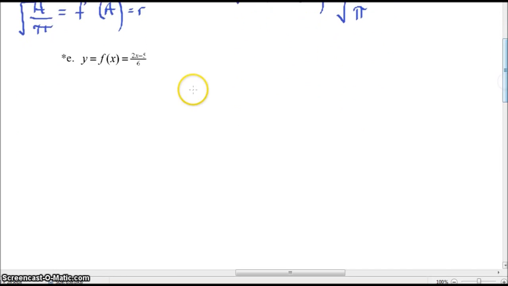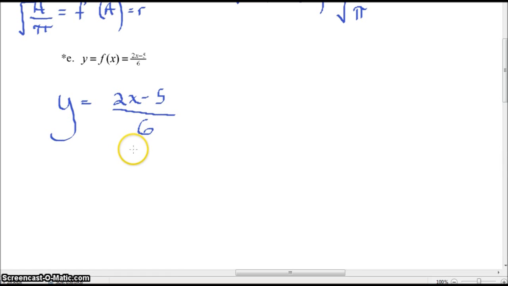Alright, part E. Last one. y equals 2x minus 5 over 6. Notice that our inverse function will give us x. The inputs and outputs are swapped. And since we take x, we multiply by 2, then we subtract 5, and then divide by 6, we just reverse that process and undo it.